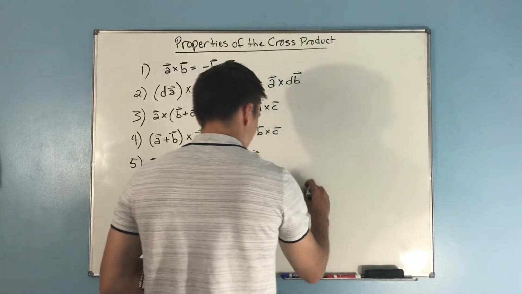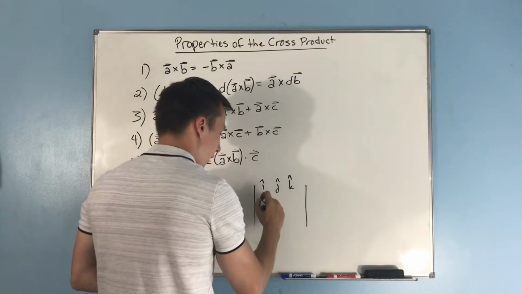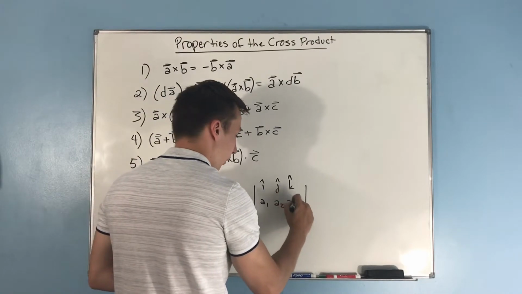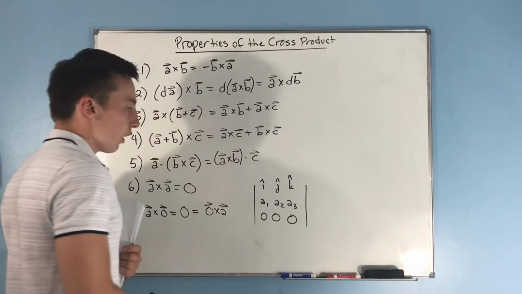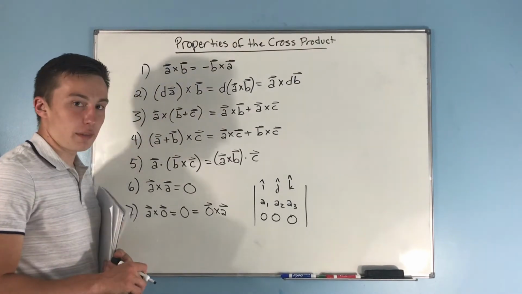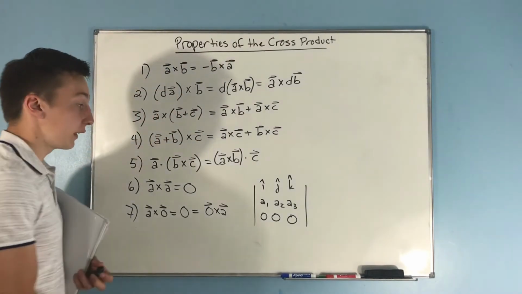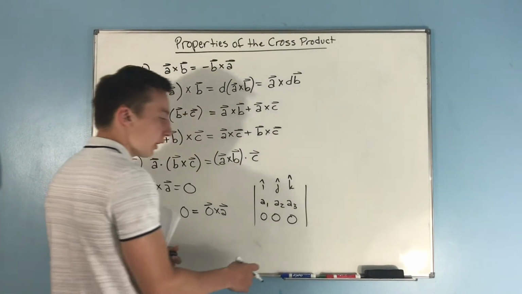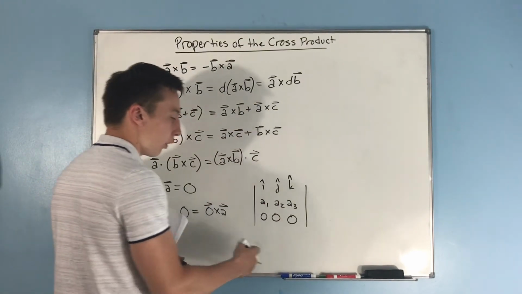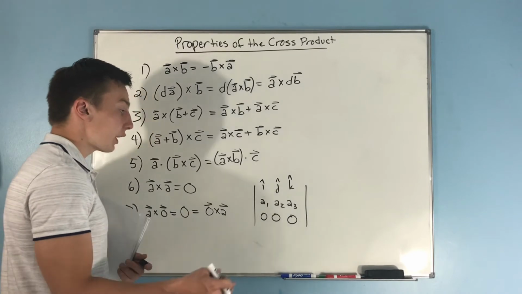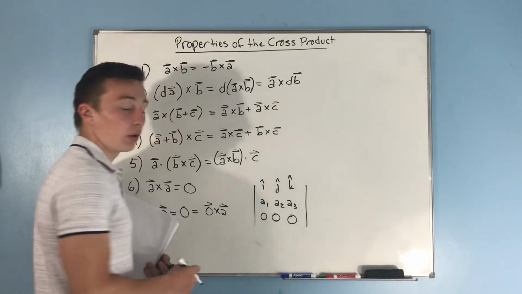Say we have i hat, j hat, k hat, and then we'll do our A vector, which is A1, A2, A3, and then we have our 0 vector, 0, 0, 0. You can see that if we were to try to find the determinant of any of these 2x2 matrices that we would set up when finding the determinant of this 3x3 matrix, you have to multiply diagonally for all these determinants of these smaller matrices, and you'll get 0 for every single one.